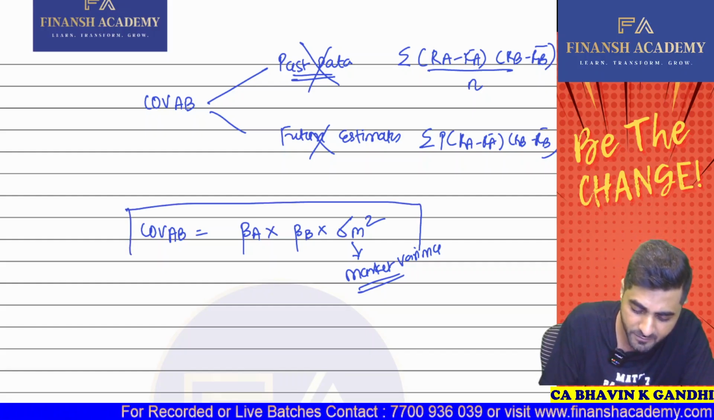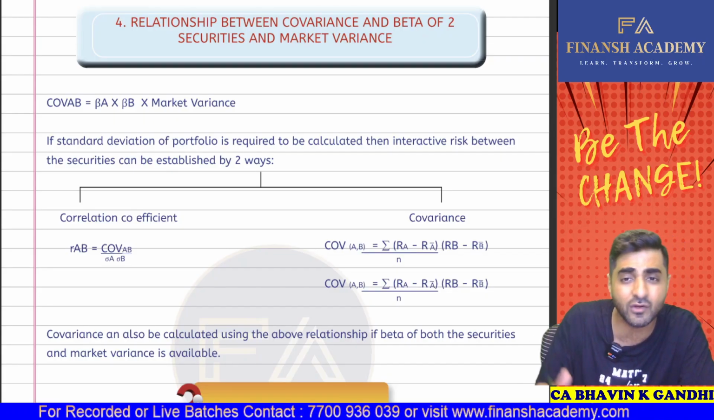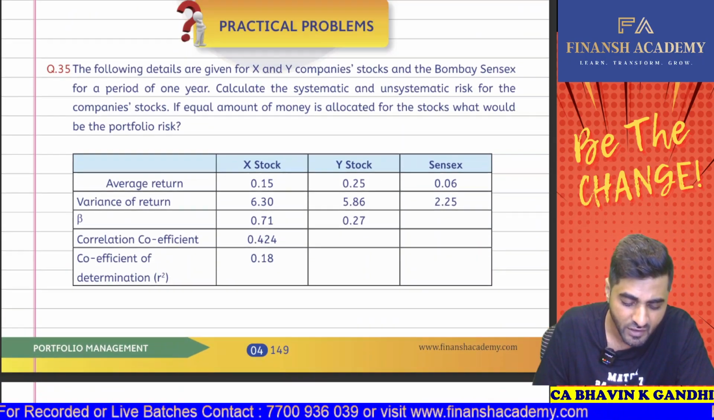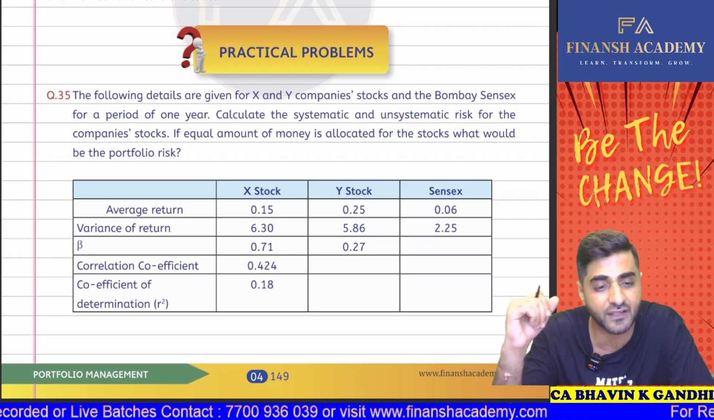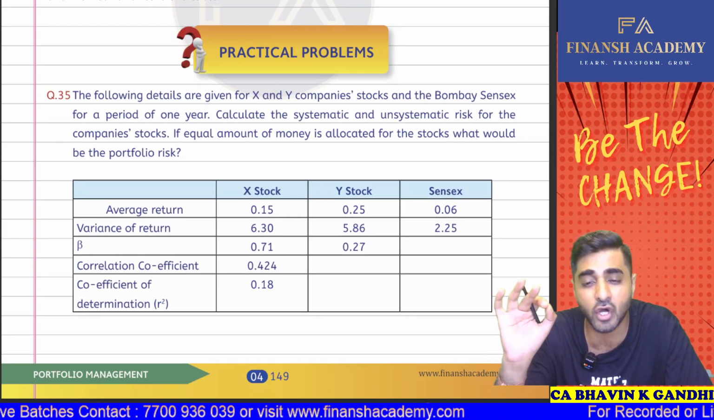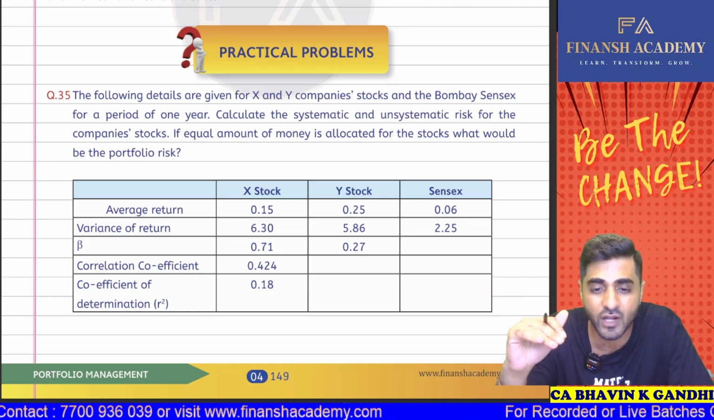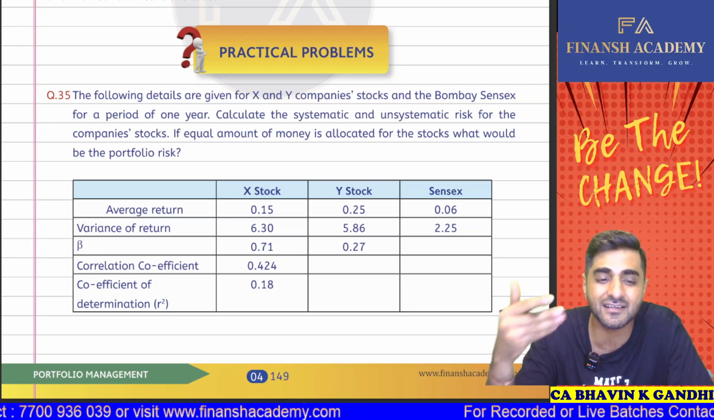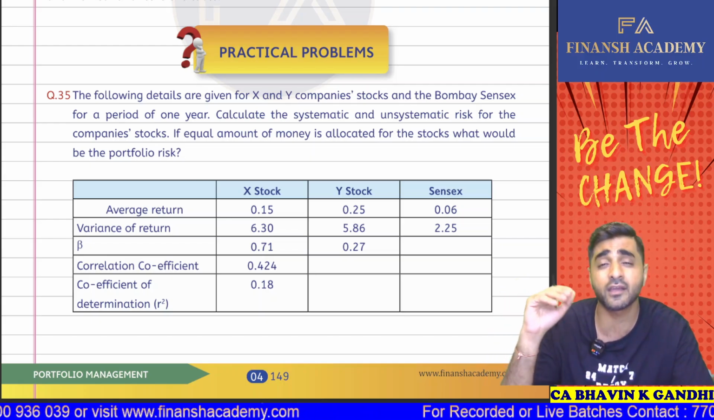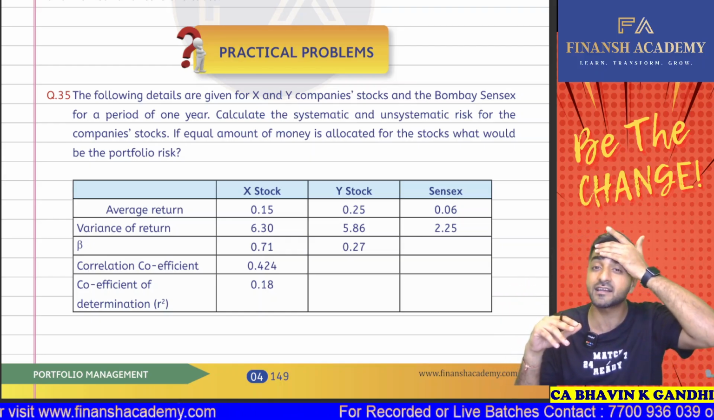Yes, sir. Okay. Now, my dear students, let's do one question regarding the same. So I want you to come to question number 35. The following details are given for X and Y company stock and the Bombay Sensex for the period of 1 year. We are required to calculate what should be the systematic and unsystematic risk for the company stock. Okay. By the way, you all know what is systematic risk. I've done this in part 1, but still I'm revising it now.